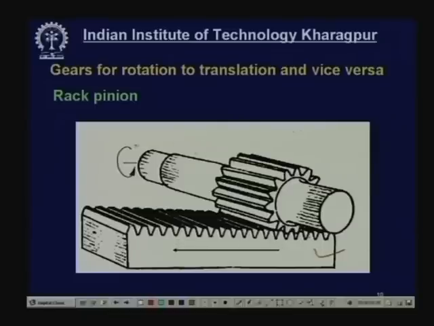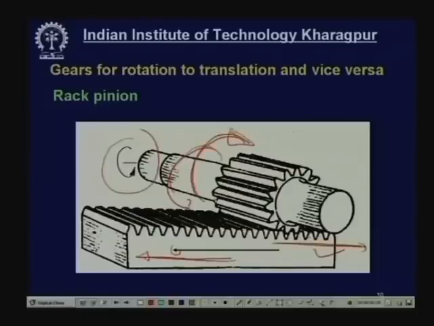Now, if the gear rotates in this direction, this will move in this direction, in a straight path. If you rotate in the other direction, this will move in the opposite straight path. So rotation is converted into linear motion from the input shaft to the output rack. Similarly, if you move the rack in this direction, the gear will rotate in this direction, and if you move it in the other direction, the gear will rotate in the opposite direction. So this is reversible, and it has wide application in several engineering machineries or devices.